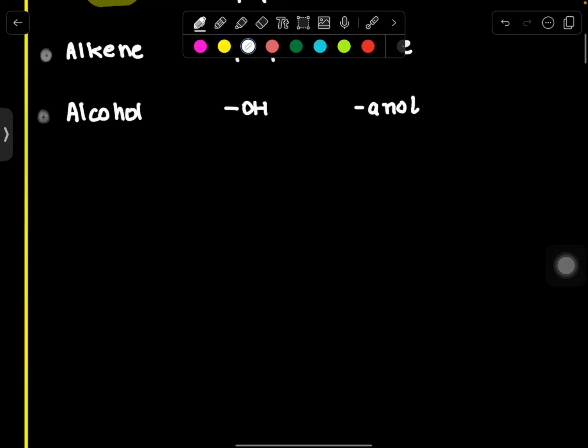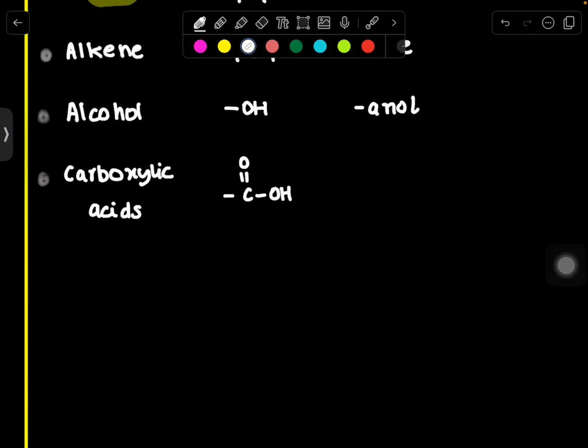The next family here is the acid family, or to be specific, carboxylic acids. The functional group present here is the COOH group. That's a huge group. And their names end with enoic acid.